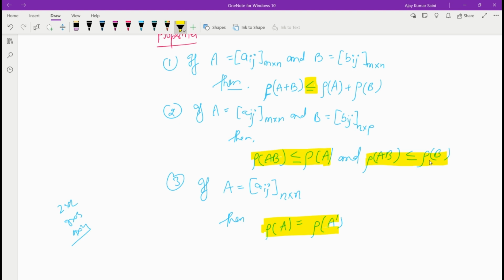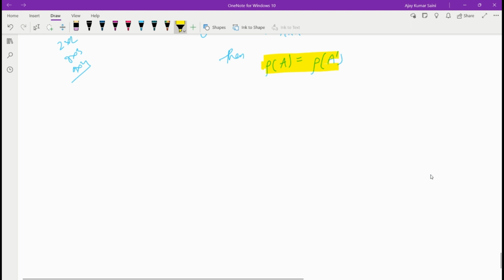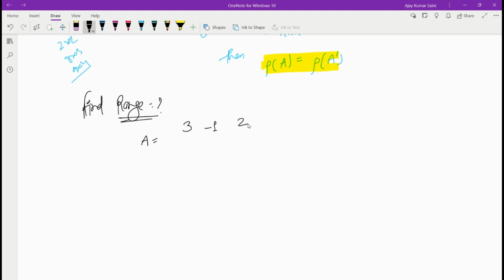Now I will try to help you understand with an example, because an example is a good way to understand. Let's take the problem of finding the rank of a matrix A. The matrix A is: 1 3 minus 1, 2 minus 3 1, 2 minus 6 2, 4. This is the matrix.